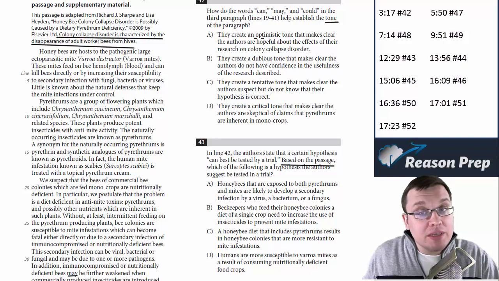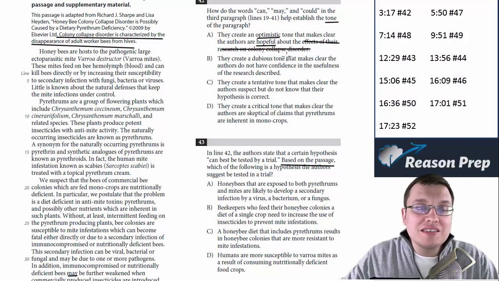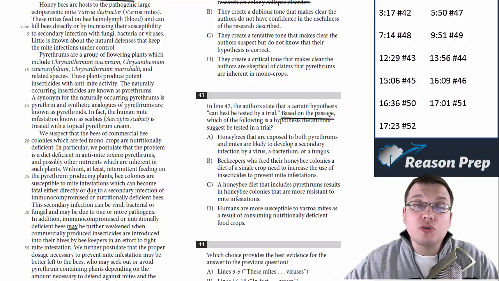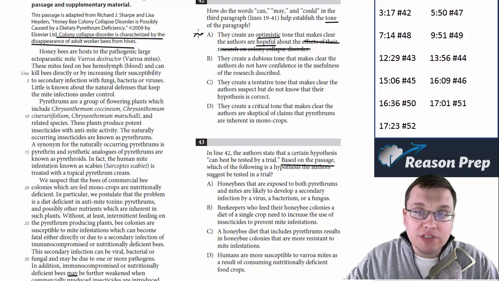They create an optimistic tone that makes clear the authors are hopeful about the effects of their research on colony collapse disorder. So everything was good until we got to the end, because this said nothing really about how this would affect colony collapse disorder, just that this could be a reason for the death of certain bees. So we can keep A just in case, but I'm hoping to find something a bit more precise.